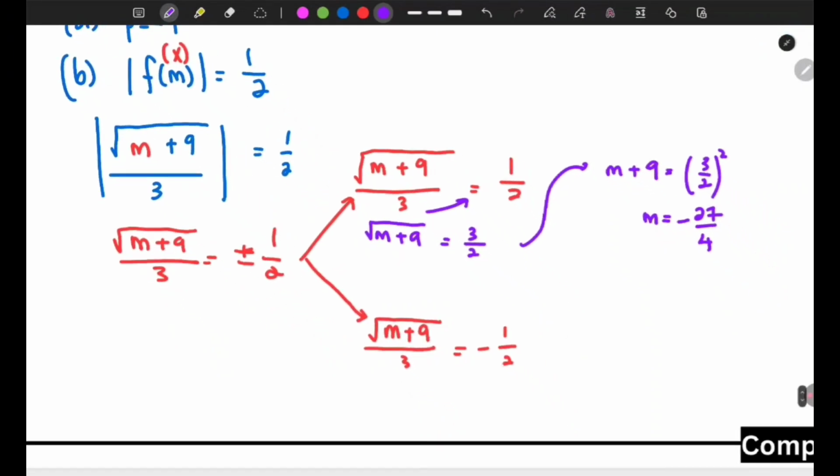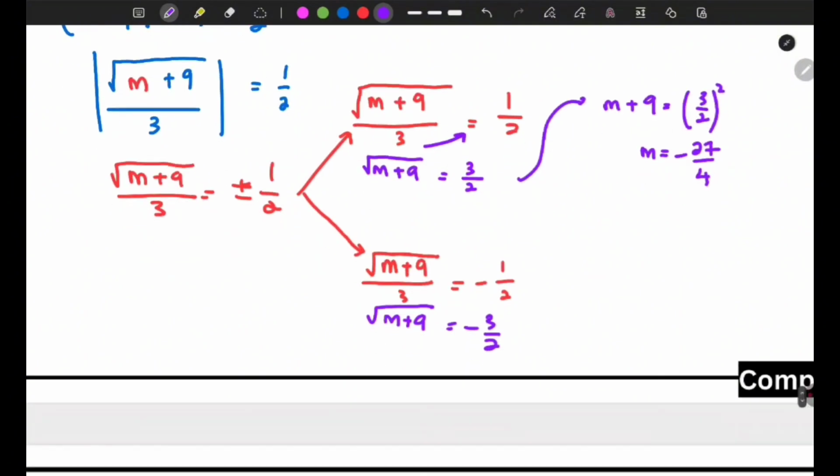And here same thing, 3 bring to the other side become negative 3 over 2. So negative 1 over 2 times with 3 is negative 3 over 2. The square root bring there, square.